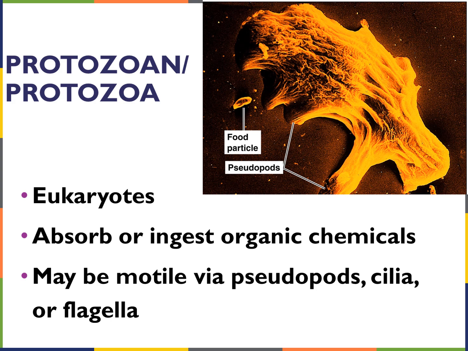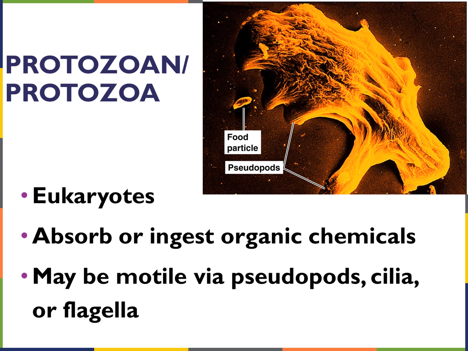They are microscopic, but examples include things like the amoeba, which you can see here in this picture, or the paramecium. So these are eukaryotes. They're a very wide branching, there's many different types of protozoans that fall within this category.